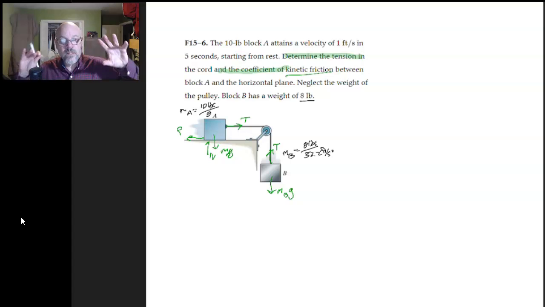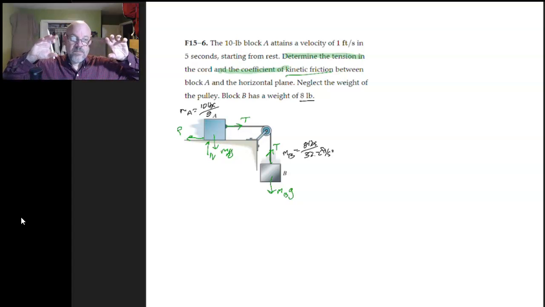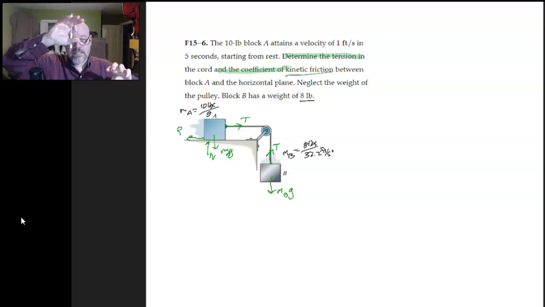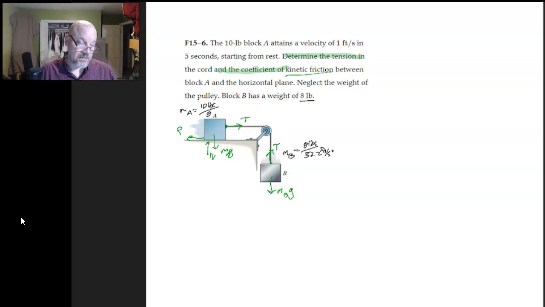Now, the way the system is set up, as B pulls on A, the system accelerates. So really MBG, the weight of block B, is the driver for the whole system. That weight is accelerating both blocks and the friction is resisting all of that. So we could zoom out and think about it that way, and often that's the way I like to do these kinds of problems.